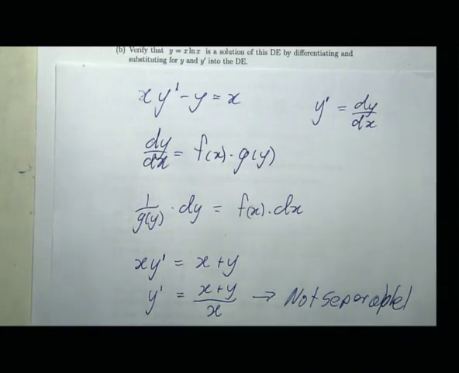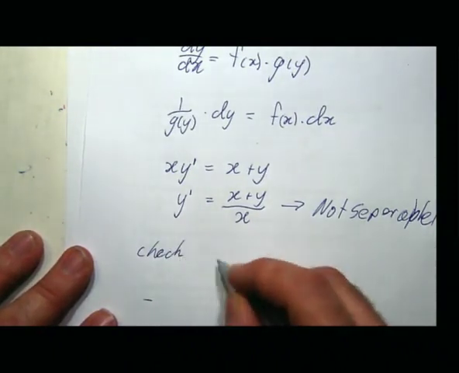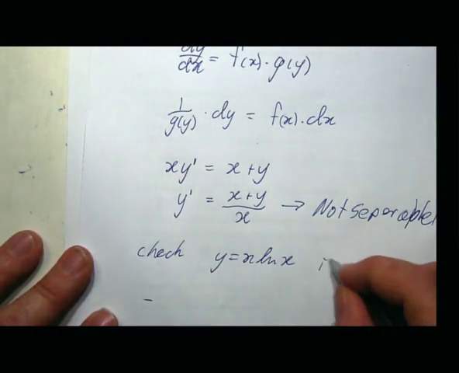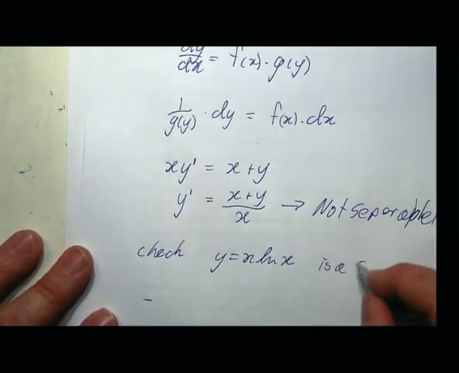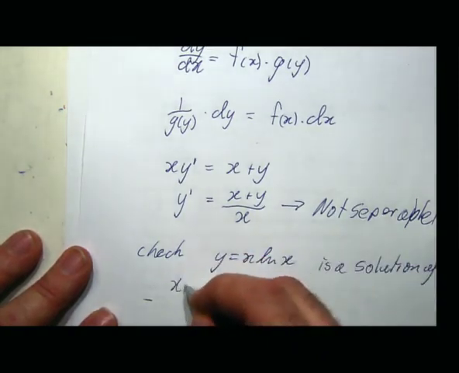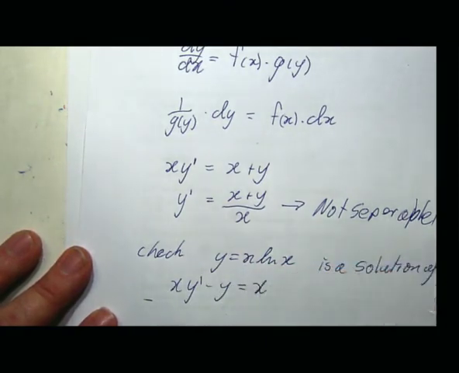This is one of our favourite tricks. We're not going to ask you to find the solution. Verify means check that it works. Okay? So we're going to check y is equal to x ln x is a solution of x y dash minus y equal to x.